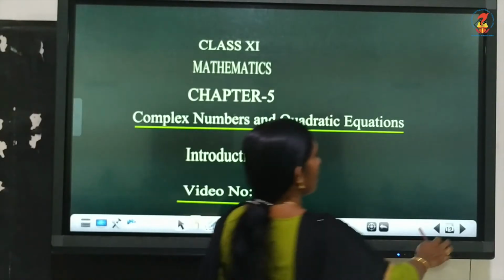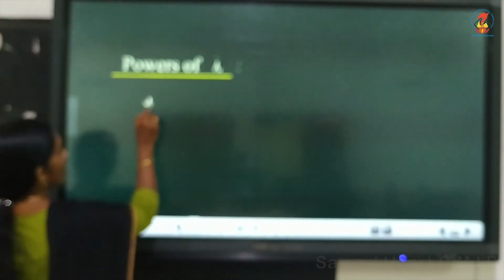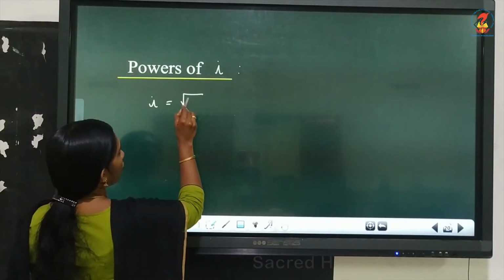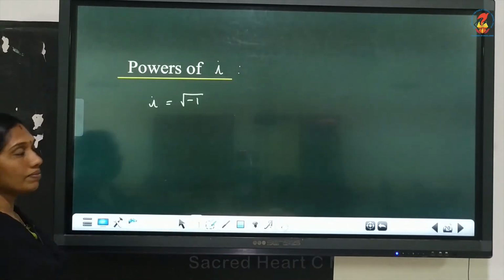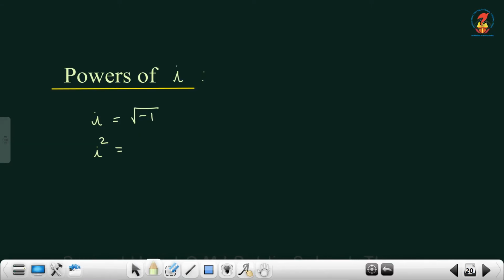Next topic is powers of i. So we have seen that what is i? i is equal to root of minus 1. Now what is i square? i square is equal to minus 1. Now i cube can be written as i square into i, which is minus 1 into i, equal to minus i. So i cube is equal to minus i.